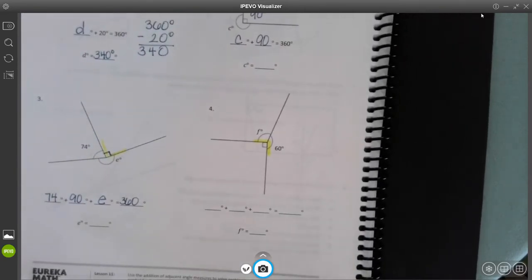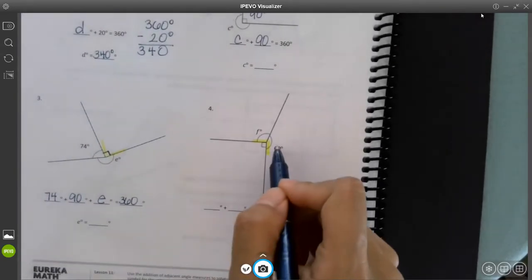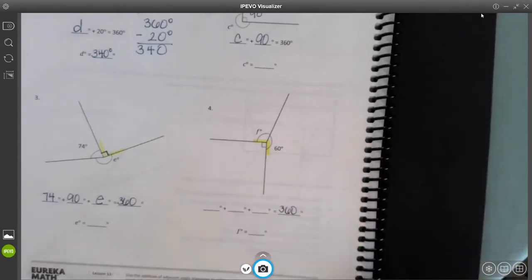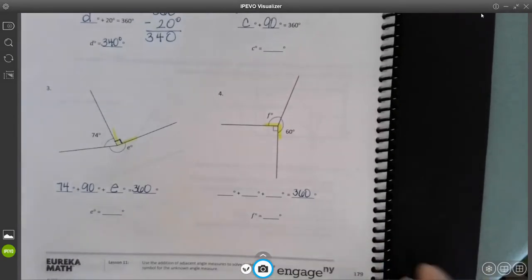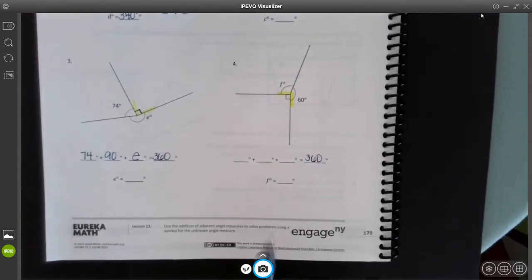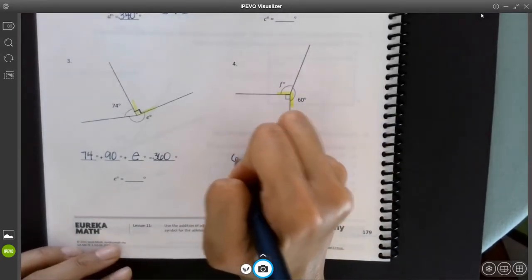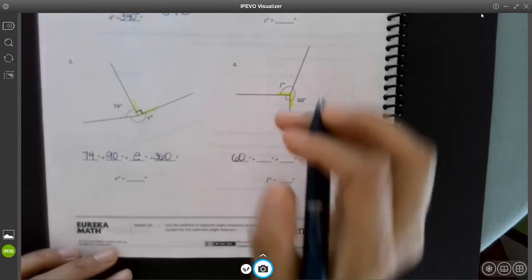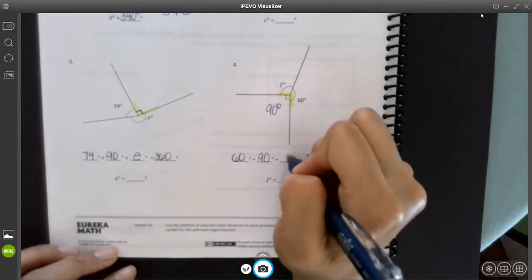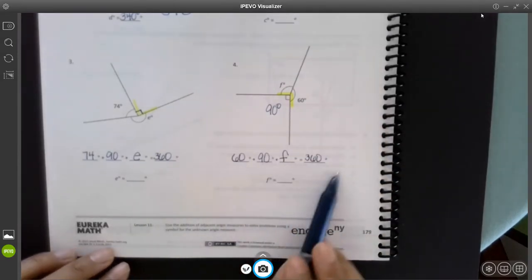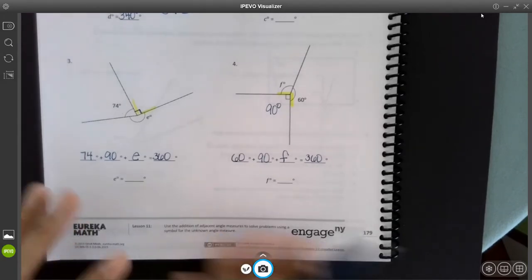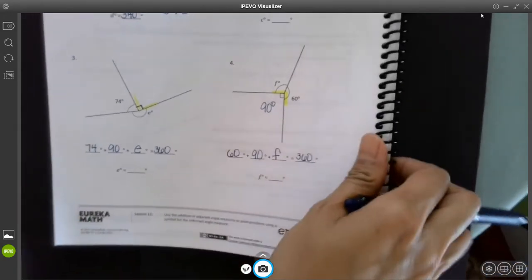For number 4, same idea. We know that all the angles that surround a point will equal 360 degrees. I hope you guys can see that. And then we know that this is 60 here. So we're going to write the ones we know. We know this is 90 because it's a right angle. And then that one is our unknown. So you're going to find out what that unknown is. I will leave you there on that page. We're going to do a couple of examples on the following page.